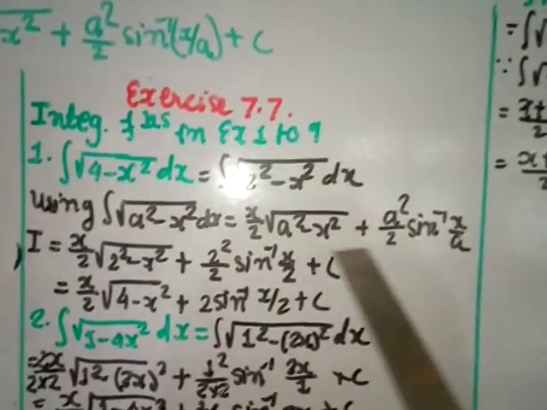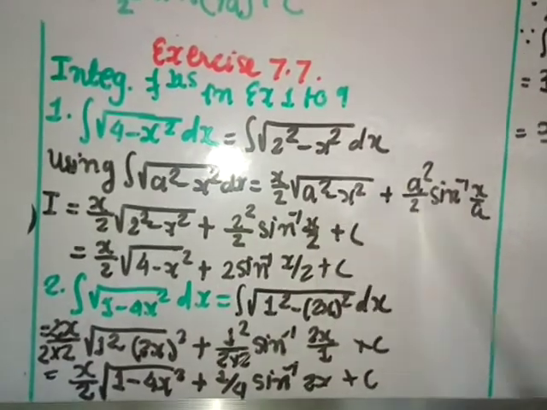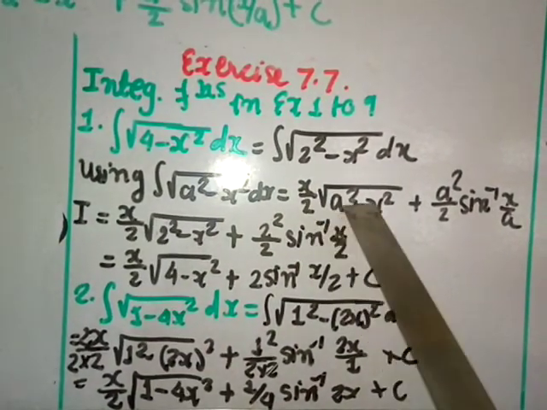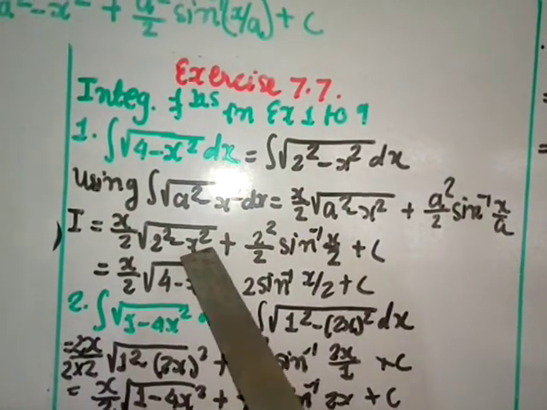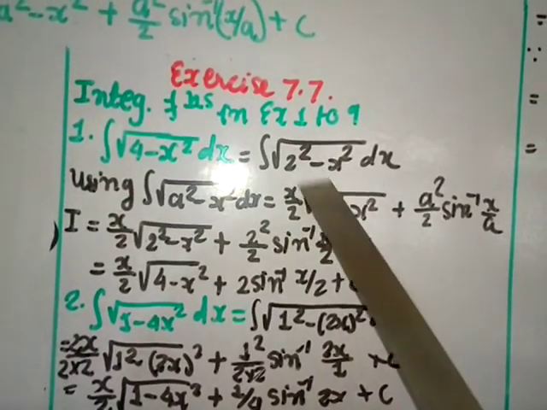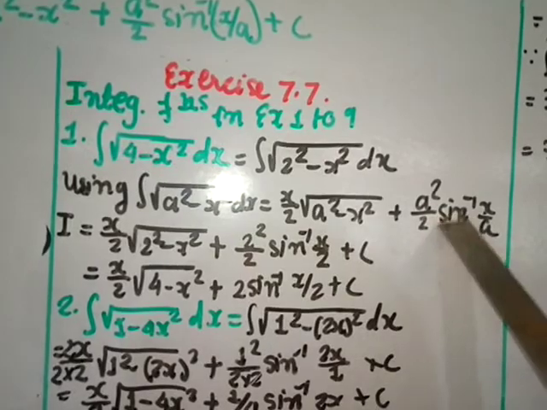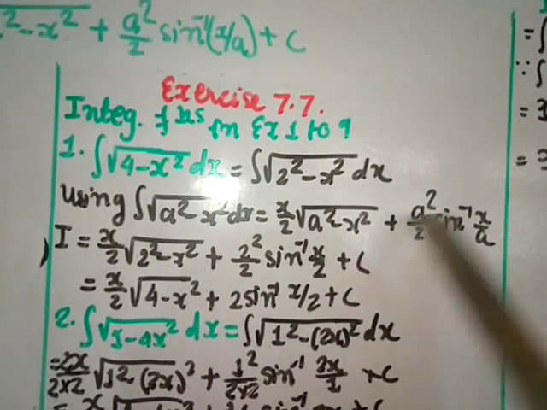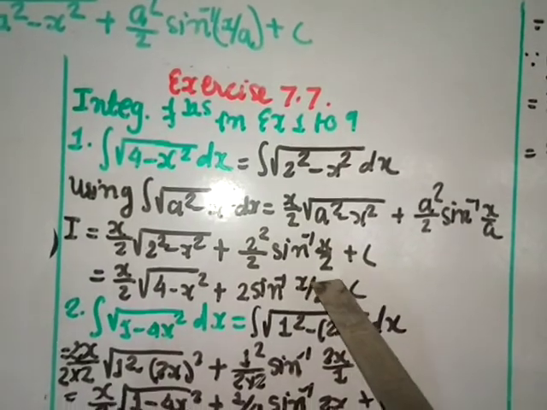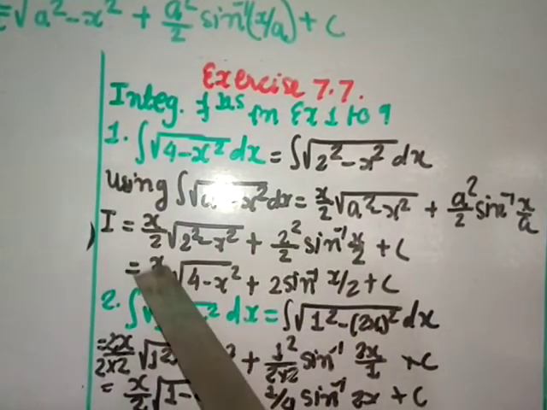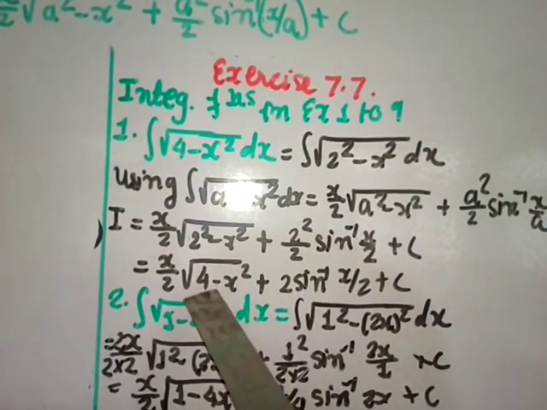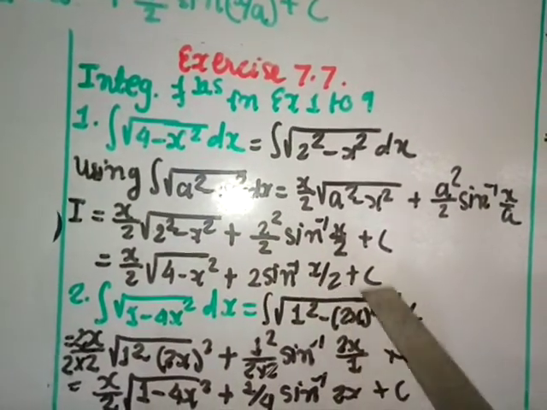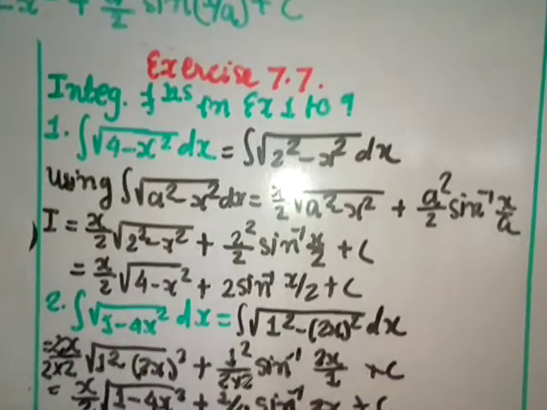x by a. Here instead of a it is 2, x is x, so I just apply x by 2 as it is, square root of a square minus x square, so 2 square minus x square, plus a square, that is 2 square by 2 sine inverse x by a. X is as it is and instead of a it is 2, so x by 2. Okay, here 1 2 you cut, so you get x by 2 square root of 4 minus x square plus 2 sine inverse x by 2 plus c. So that is the answer for question number 1.